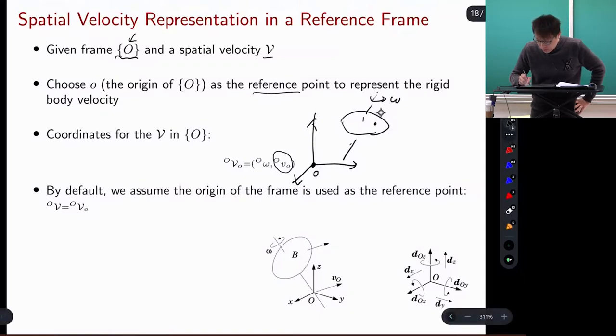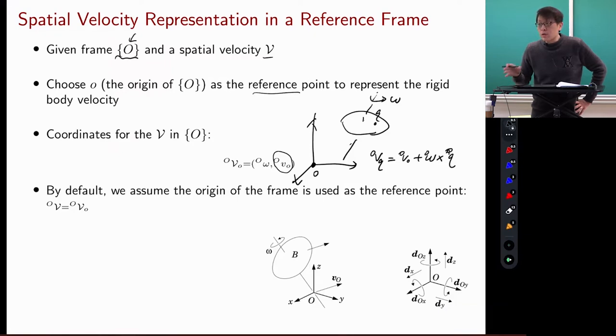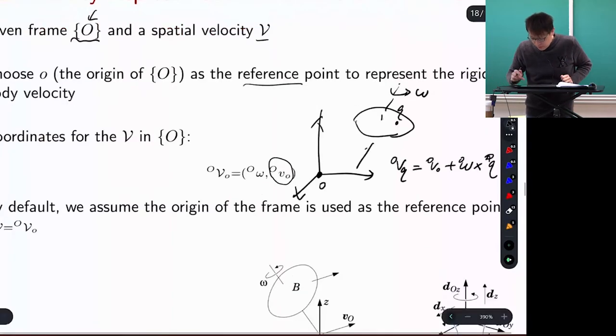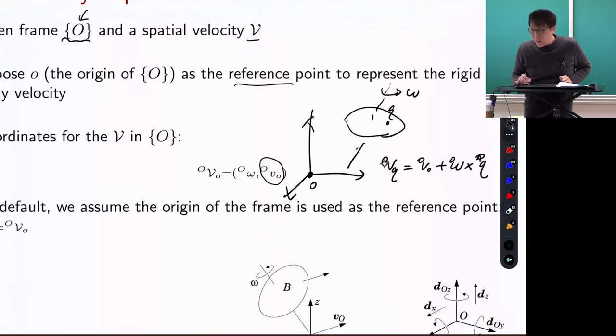So any location, let's say Q, what do you think its velocity is? If I use V_O as a reference point, what is V_Q? V_O plus omega cross OQ, right? OQ is Q in that frame. You see what I mean? If I choose the O frame, why we choose the origin as a reference, then the representation of the point becomes natural, right? You see what I mean? So that's the formula expressed in frame O.